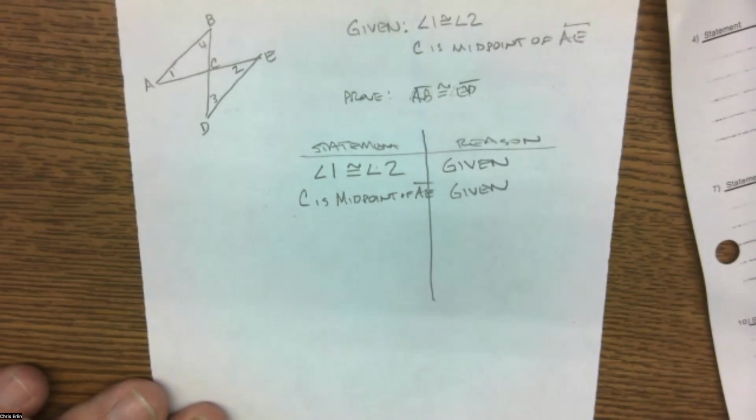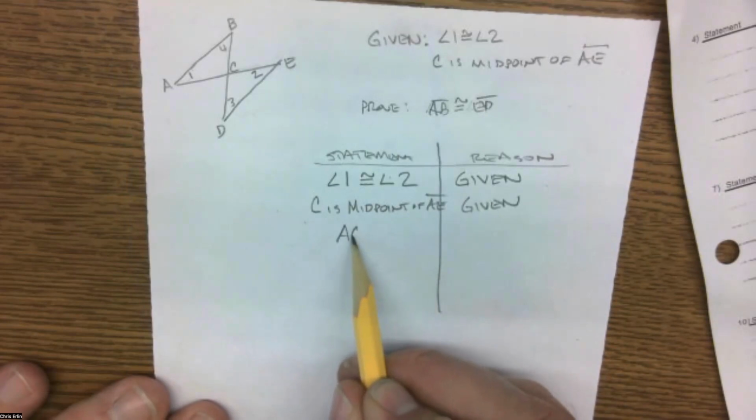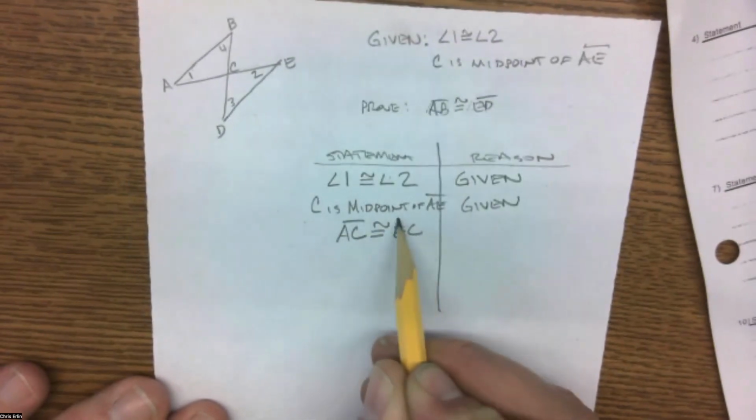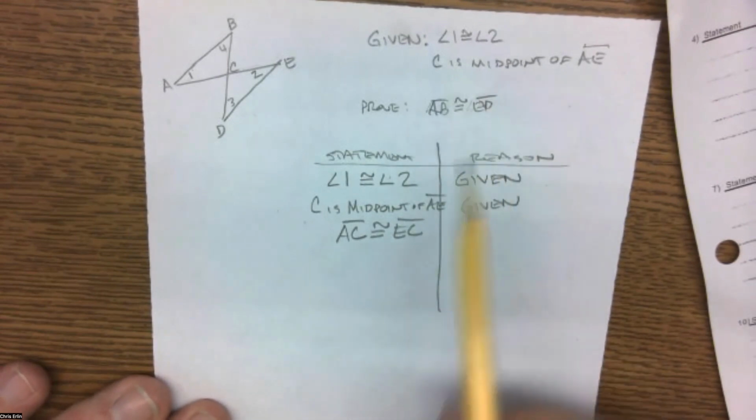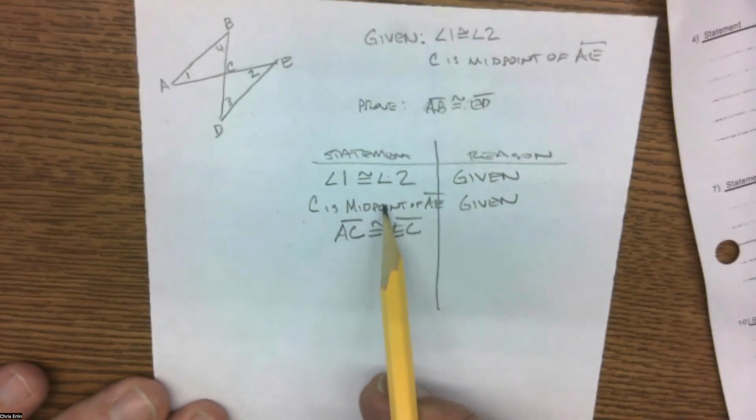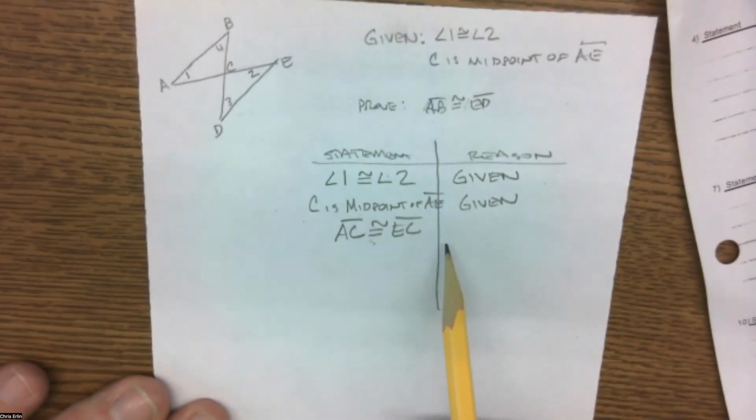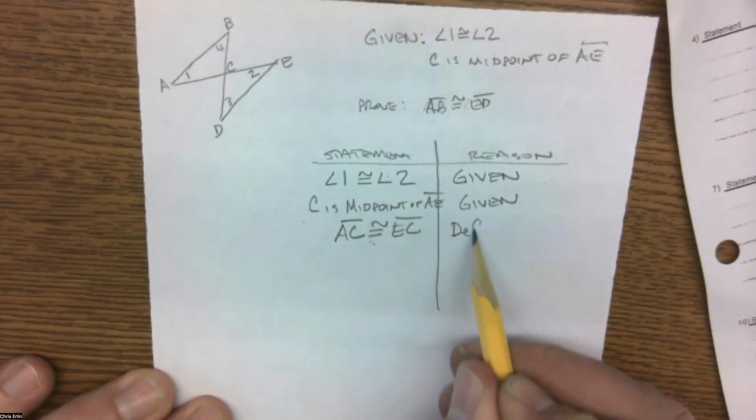Anna? You could put line AC is congruent to line CE. Segment AC is congruent to segment EC. Huh, that's not in our givens. Where'd you get that? If midpoint then congruent, or I don't know how to word it. In other words, you're saying that you saw this word midpoint, you know that that means this. So what do we put there? Definition of midpoint.